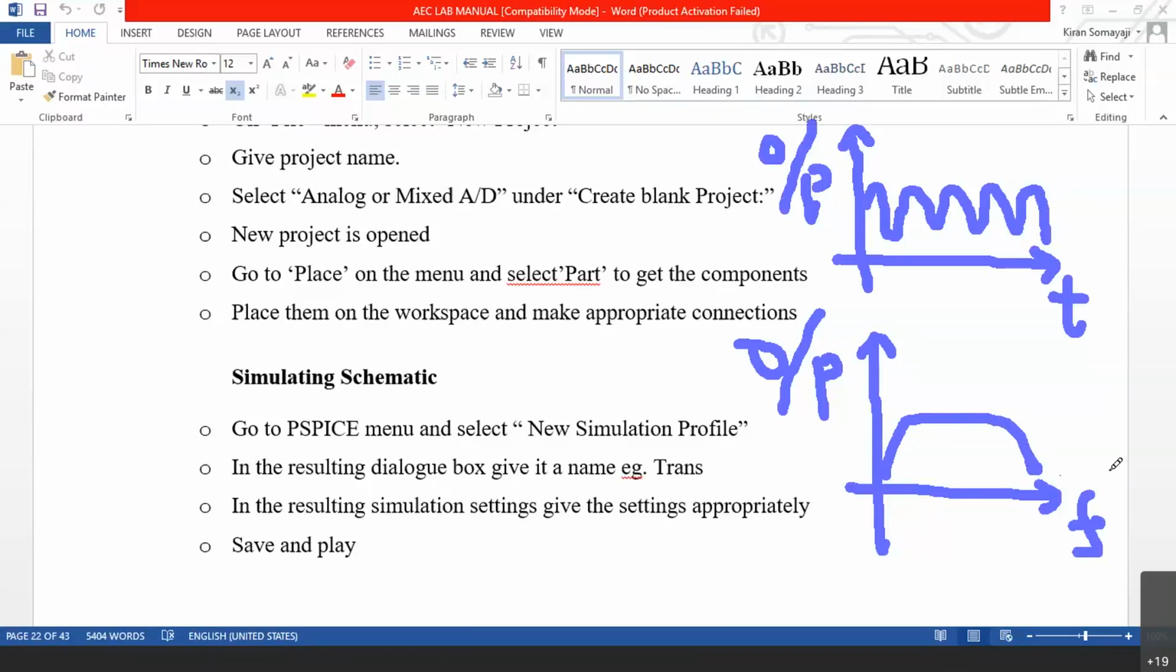So in such cases, this particular simulation is called transient analysis. X-axis is time and y-axis is output. That is called transient analysis. That is why the name trans here. Transient means what in general? In general, transient means related to time, related to instantaneous time.